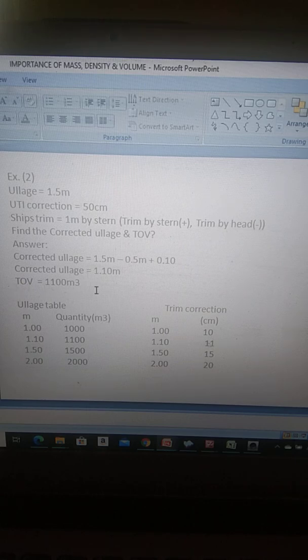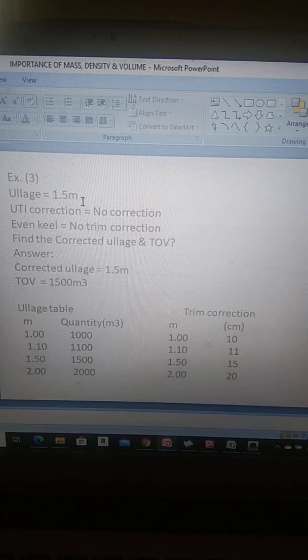Okay guys. So we have example number 3. Ullage of 1.5 meter. UTI correction, for example, no correction. No correction because this means that the ship is built that ullage UTI correction already included. Okay, so ship is in even keel, so no trim correction also. So we will find the corrected ullage and TOV. The corrected ullage will be immediately as is, 1.5 meter. Okay guys, corrected ullage 1.5 meter. So we will go directly into the ullage table and we will look for 1.5 meter ullage. The equivalent is 1,500 cubic meters. So TOV is equals 1,500 cubic meters.